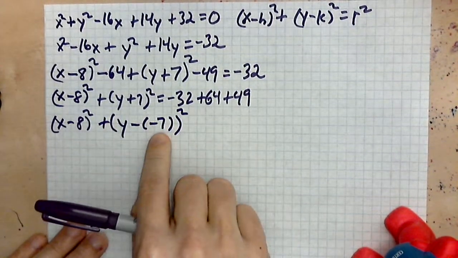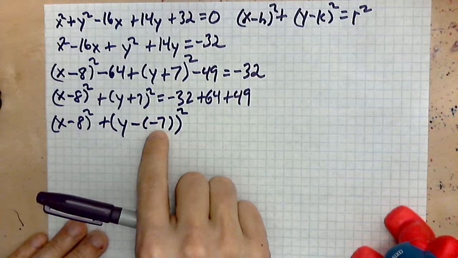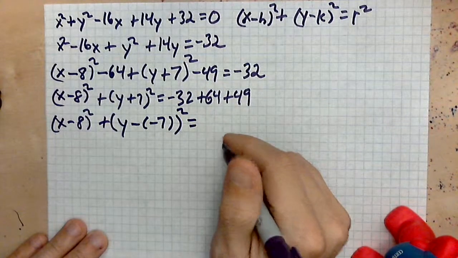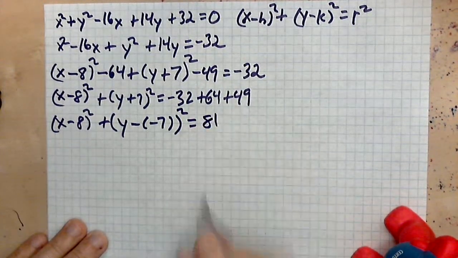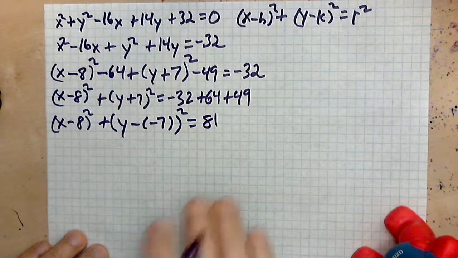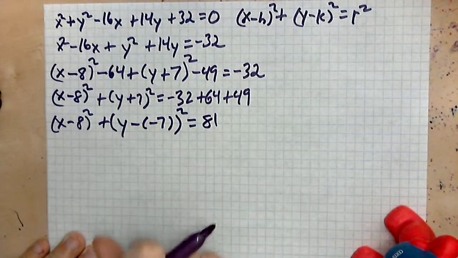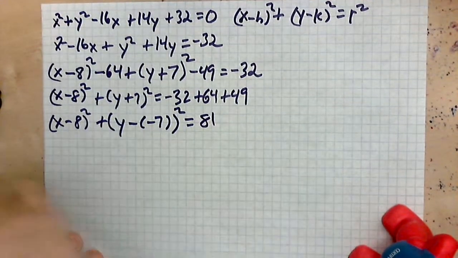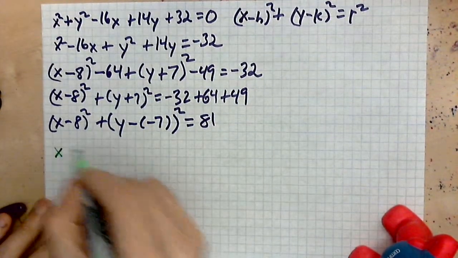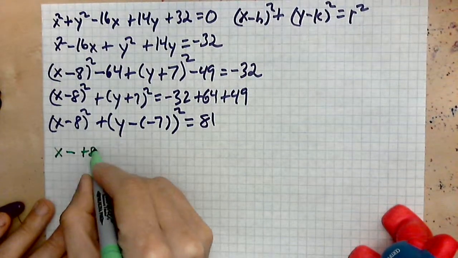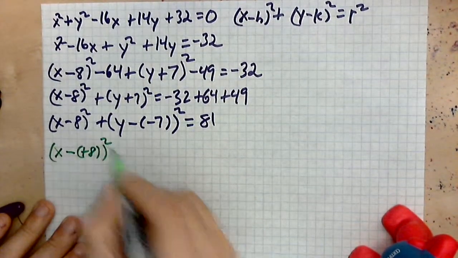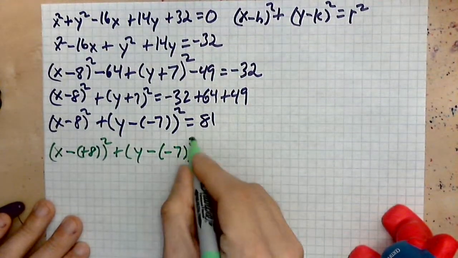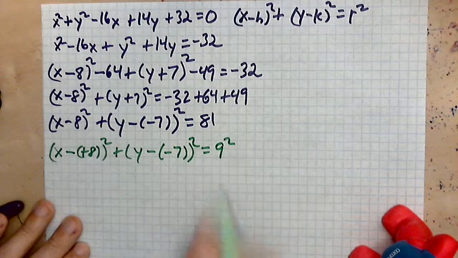And the reason is simple. Now you see the vertical shift. It's 7 down. That's why you want to write it that way. And this will be equal to 81. And then as the last step, the final form that's most useful and most revealing of the key pieces of information is x minus the positive 8 squared plus y minus the negative 7 squared equals 9 squared.